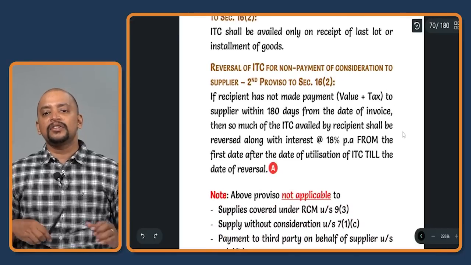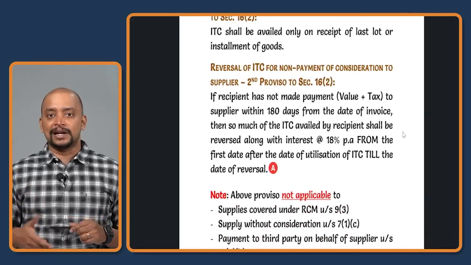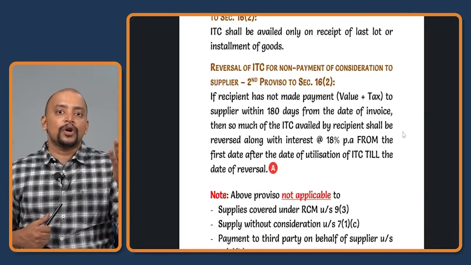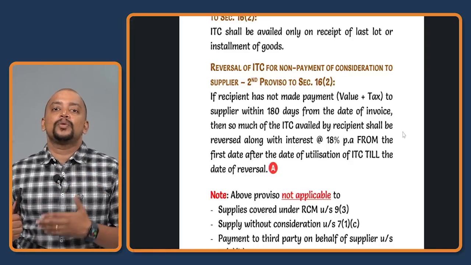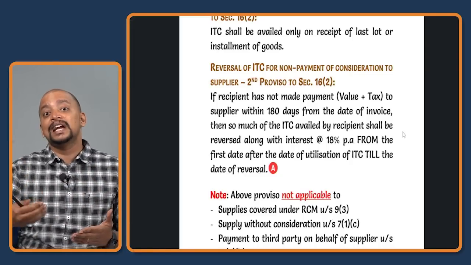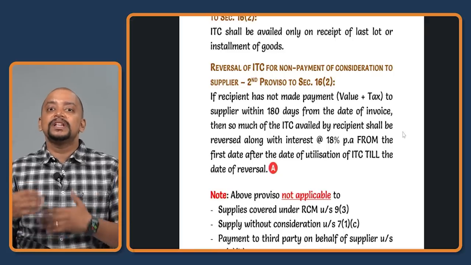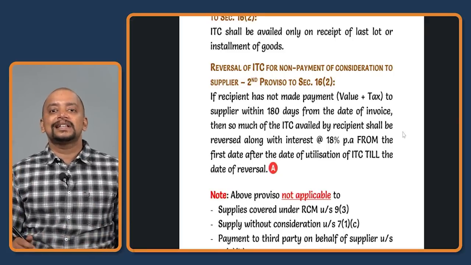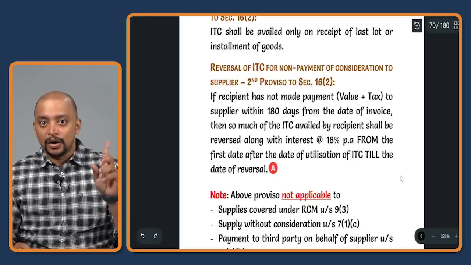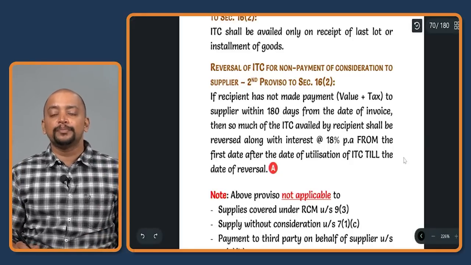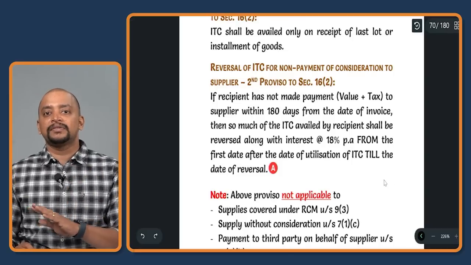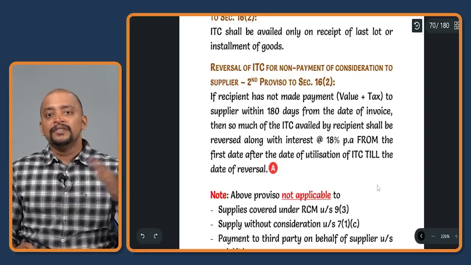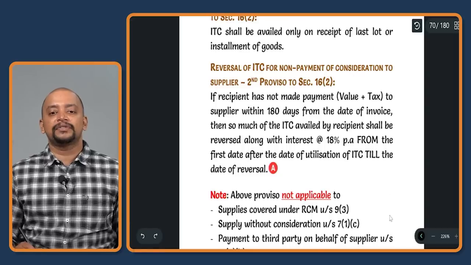Then next, reversal of ITC for non-payment of consideration. So that is, whenever I have got the invoice, I can take ITC. If I am not making payment to my supplier within 180 days from the date of invoice, so much of the ITC that I have availed needs to be reversed along with interest at the rate of 18% per annum. But now 18% per annum should be computed. Interest should be computed from the date of utilization till the date of reversal, not from the date of availment, from the date of utilization till the date of reversal.